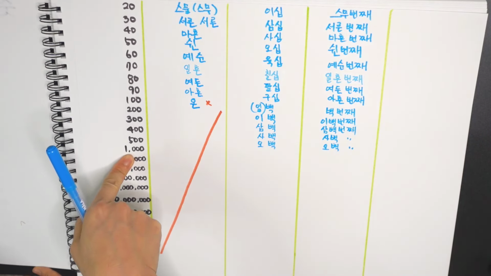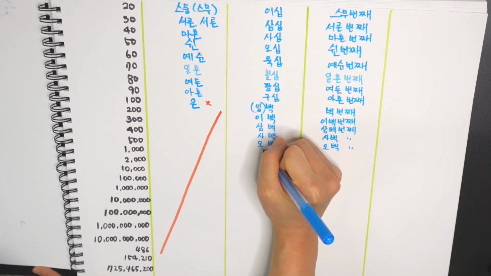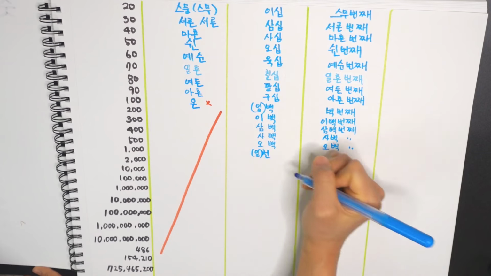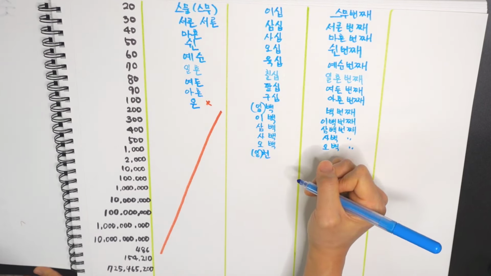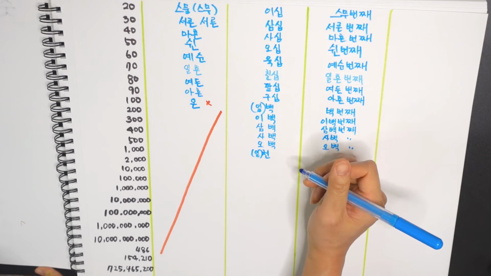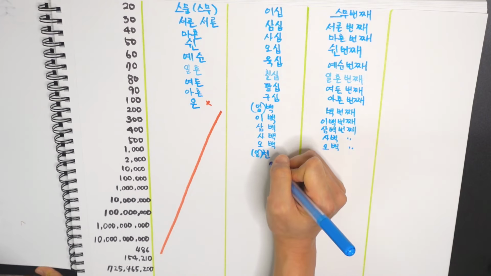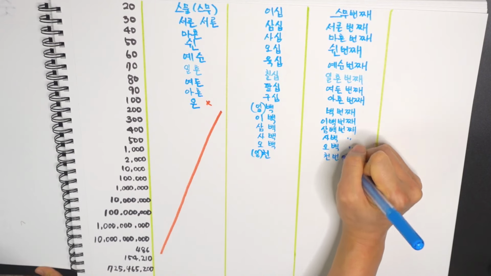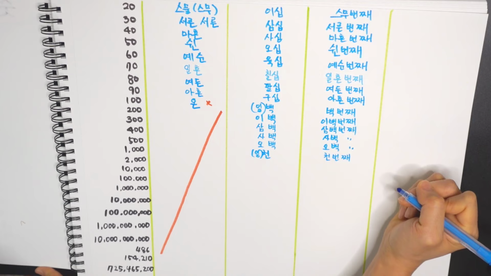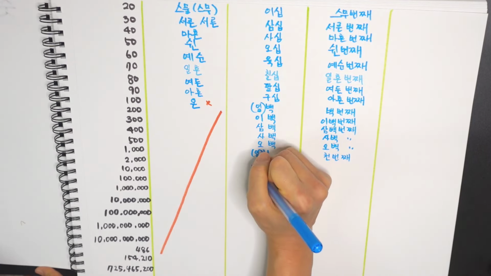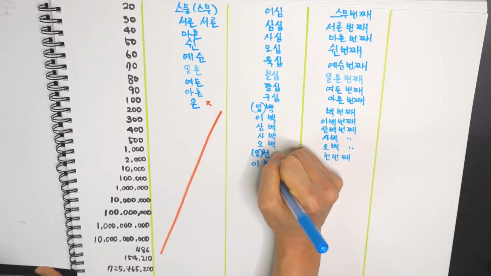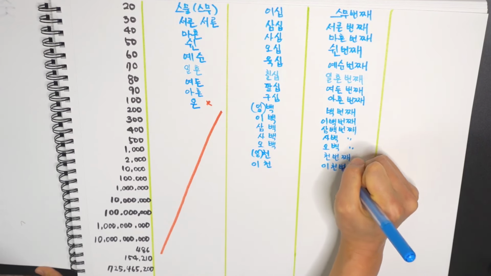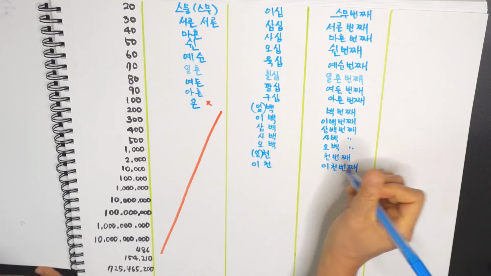Okay, and we have 1000. 1000 is 천. Actually, it has 1 in front of that, but we usually don't say it. So 1,000 we're just 천 and 천번째. Okay? And 2,000 is 이천, and it's 이천번째.